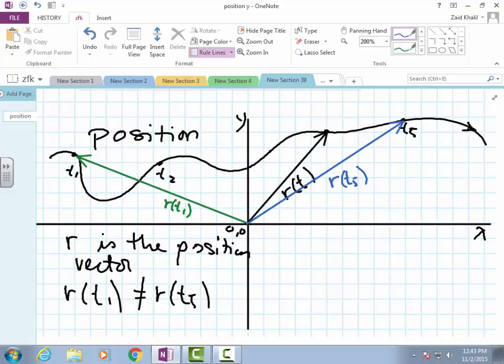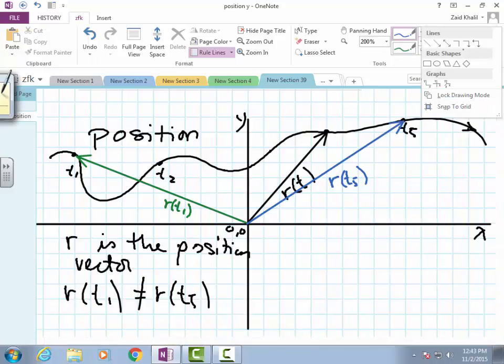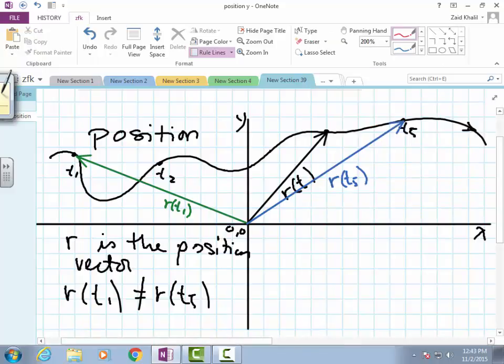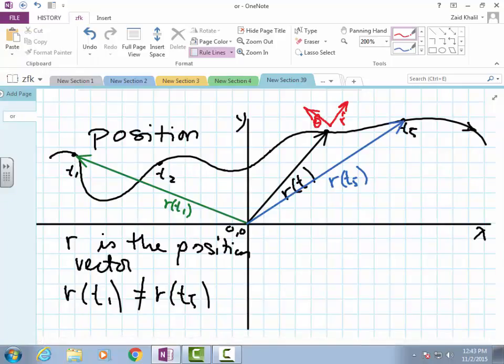So I don't think you guys have much experience with this, so I'm just going to give it to you. It's called polar coordinates. In polar coordinates, instead of your x direction, y direction, you have your r direction and theta direction, which is perpendicular to r.